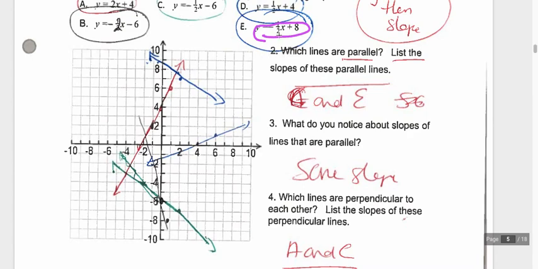So this guy here is negative 1/2 x plus 8. I'd start at 8 and I'd go down 1 over 2 for my next spot. Okay, my rise is negative 1, and my run is 2. Connect the dots, and I get this blue line, and that's E. And if I had done this guy over here, C is this one in green.